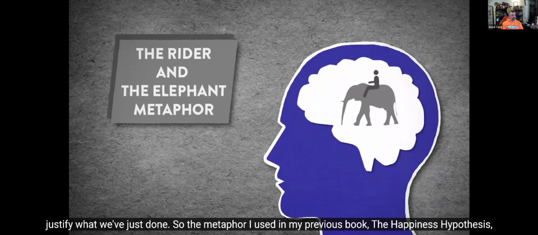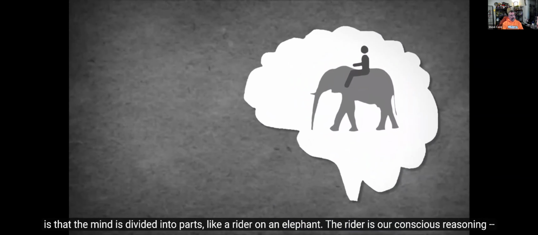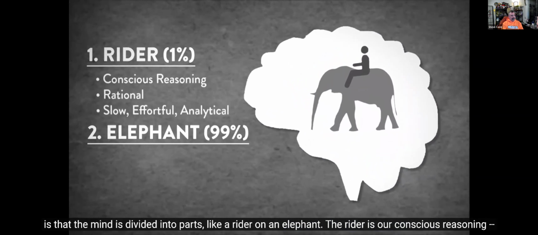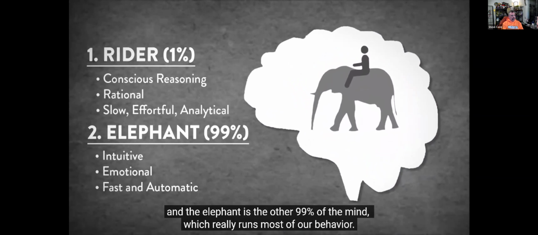So the metaphor I used in my previous book, The Happiness Hypothesis, was that the mind is divided into parts, like a rider on an elephant. The rider is our conscious reasoning. It's pretty small and impotent, but it acts like it's in charge. And the elephant is the other 99% of the mind, which really runs most of our behavior.